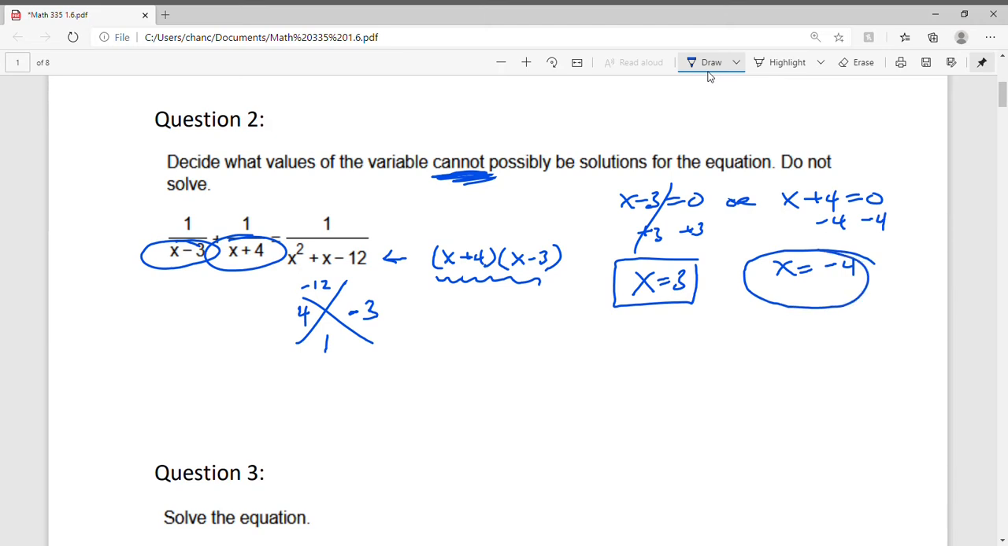So we must exclude these two solutions. X equals 3 and x equals negative 4 cannot possibly be solutions. They would cause the denominator to be equal to 0 and you cannot have that.